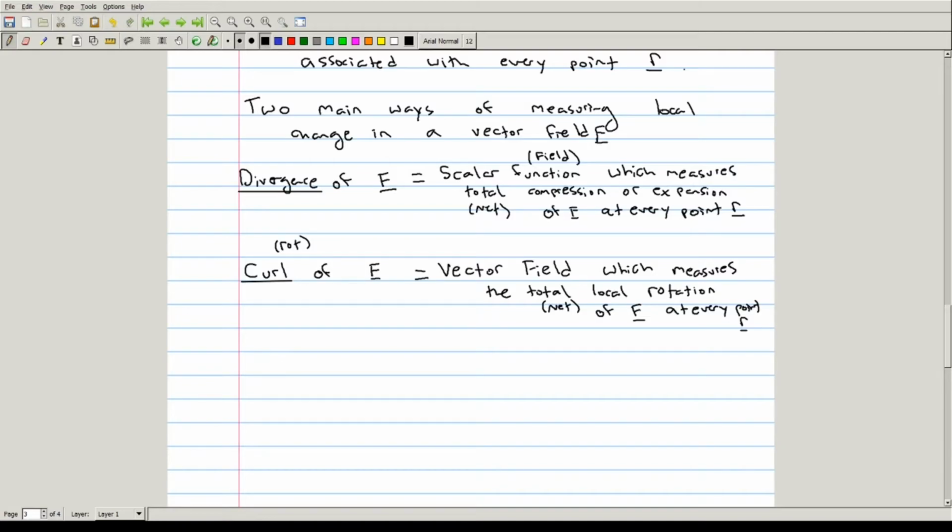And so these are the two things that we typically use to measure the rate of change of a vector field, and will give us a lot of insight into the changing of a vector field. So we'll start by defining the divergence and then move on to defining the curl of a vector field F.